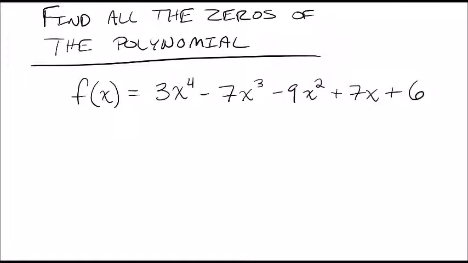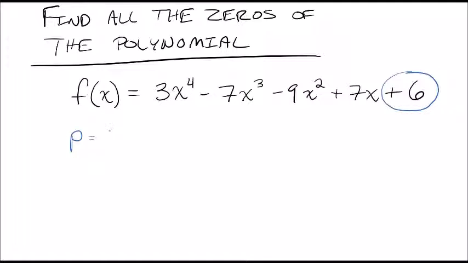Alright, let's take a look at an example here where we're going to find all the zeros of the polynomial that is given to us. In order to do this, the way that I like to start this out is by writing out all the factors of the constant out here, which I call p.